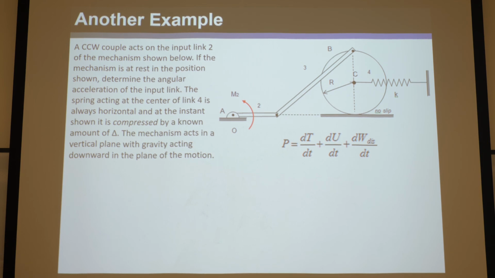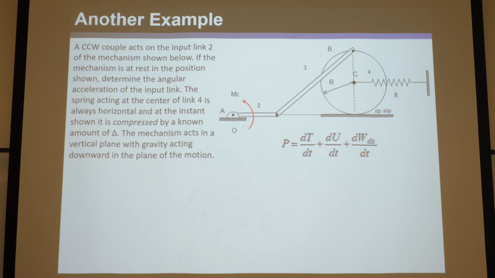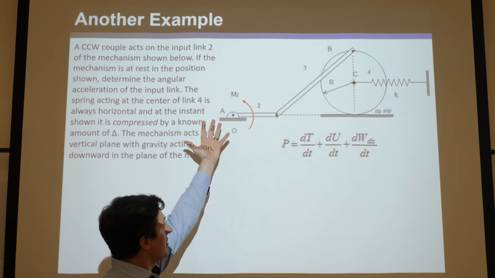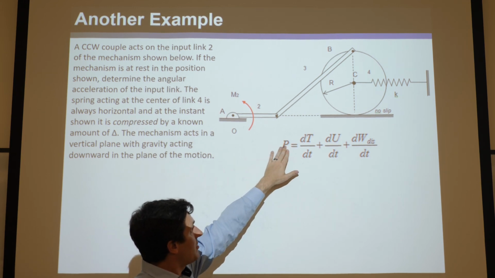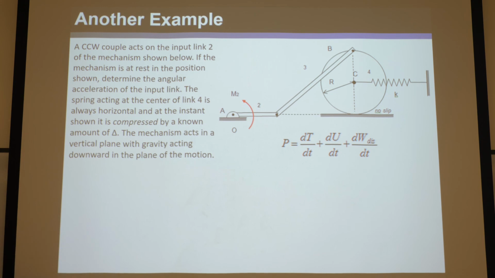Okay, so here's the power equation. Let's go through it and find out what cancels. First of all, power doesn't cancel because we do have an input external load, which is the moment m2. So this doesn't go to 0. Does the change in kinetic energy with respect to time go to 0?